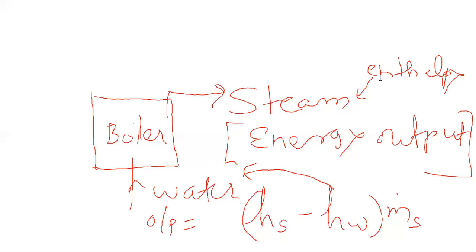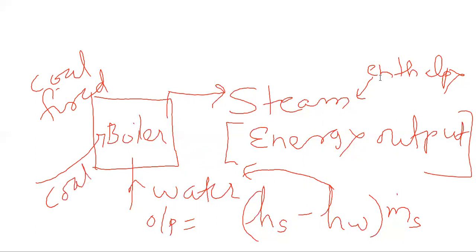Now, what is the input to the boiler? Suppose we take the case of a coal-fired boiler. In terms of mass, coal is being supplied, which means coal is being burned in the furnace of the boiler. In terms of energy, it is the energy which is liberated by combustion of the coal.